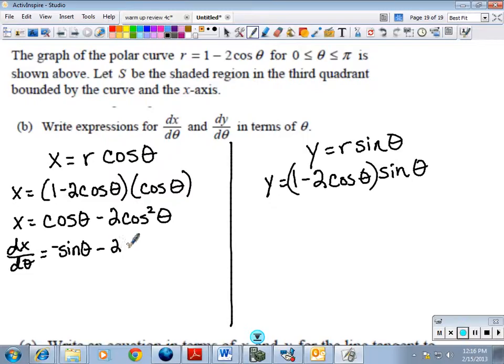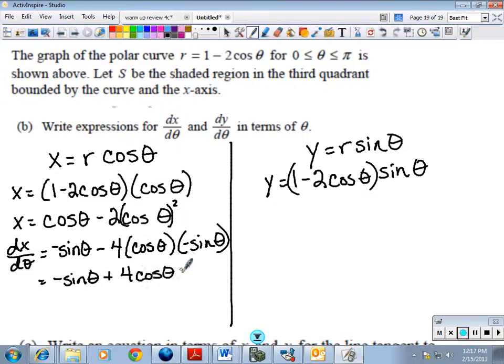It'd be 2, leave the inside alone. Wait, that's wrong. I always have to write my cosine squared, and this may not help you, but it does me. 2, why am I doing that? 2 times 2 is 4. Okay, thank you. Leave the inside alone, times the derivative of the inside, which is negative sine. So my derivative of x, my dx d theta, is negative sine of theta plus 4 cosine sine. And I had way more trouble with that derivative right there than I should have.